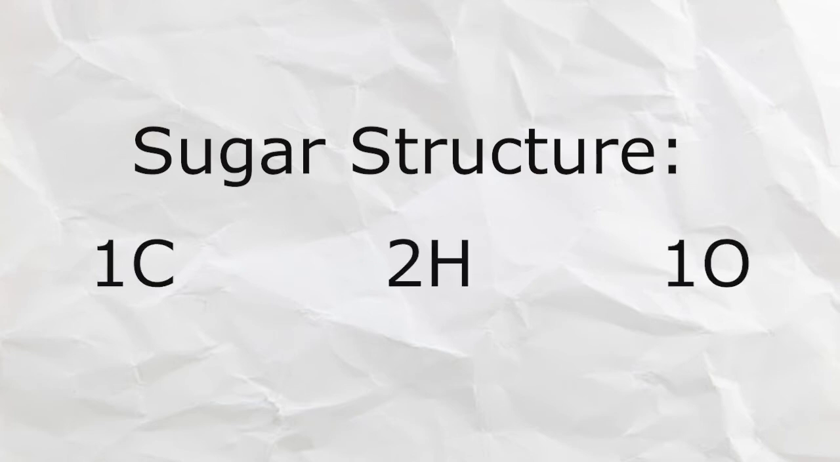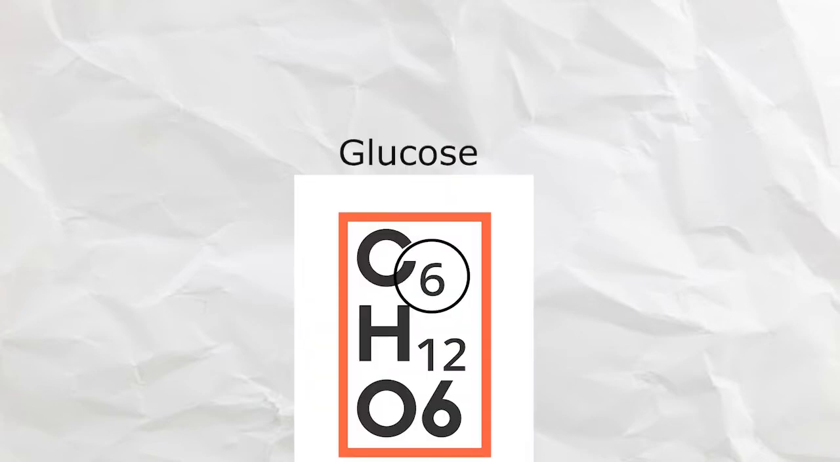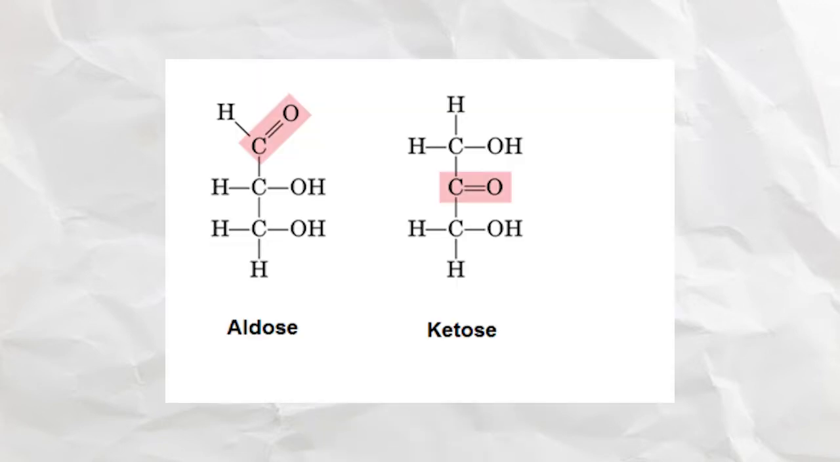A sugar is a molecule with a ratio of 1 carbon, 2 hydrogens, and 1 oxygen. The amount of carbons denotes what type of sugar it is. For example, glucose is a sugar with 6 carbons and therefore a part of the hexose group. There are 2 different types of sugar.